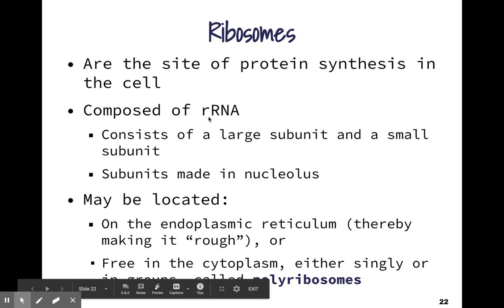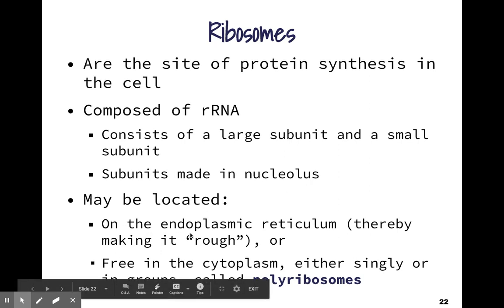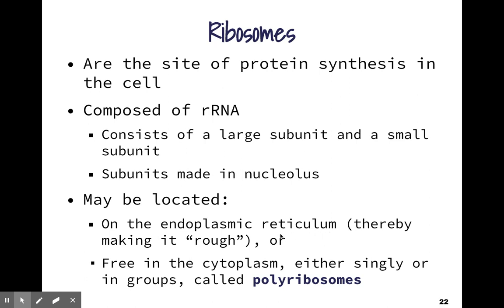Ribosomes are composed of rRNA. rRNA stands for ribosomal RNA, and it consists of a large subunit and a small subunit. These subunits are made in the nucleolus. Ribosomes can either be located on the ER, making it rough, or they can be free-floating in the cytoplasm. So ribosomes are either single or in groups called polyribosomes.